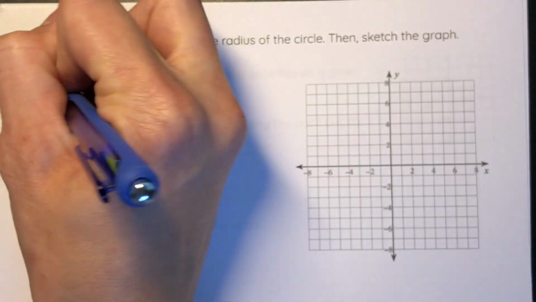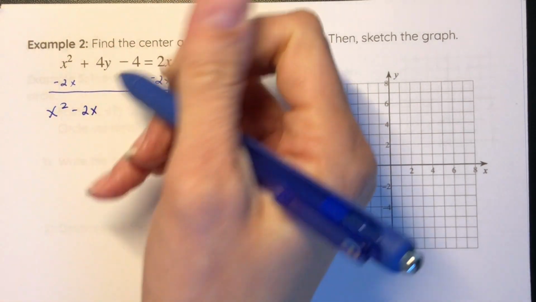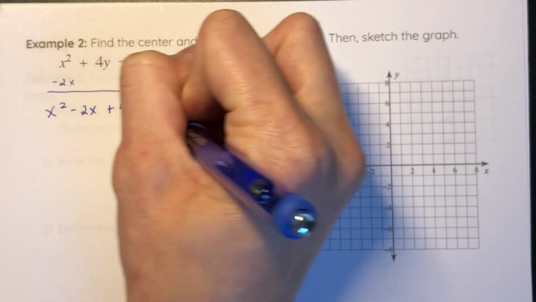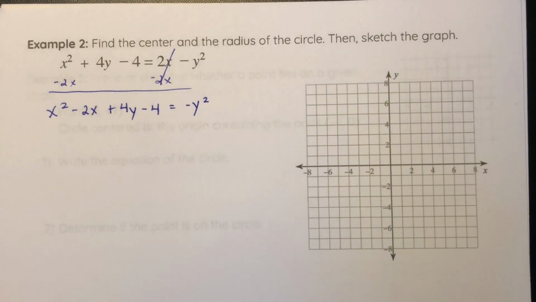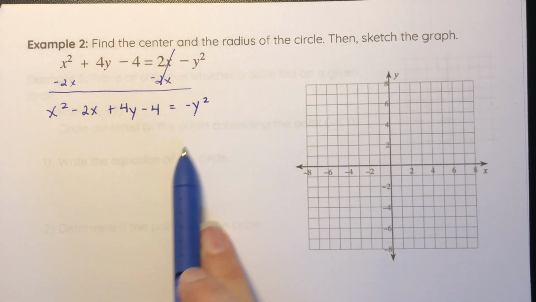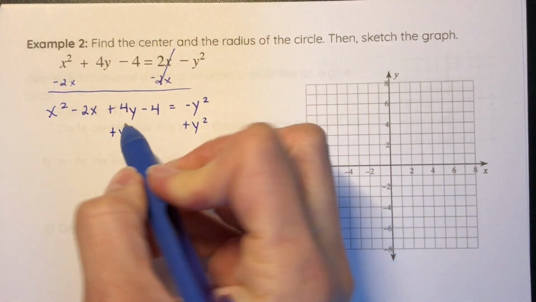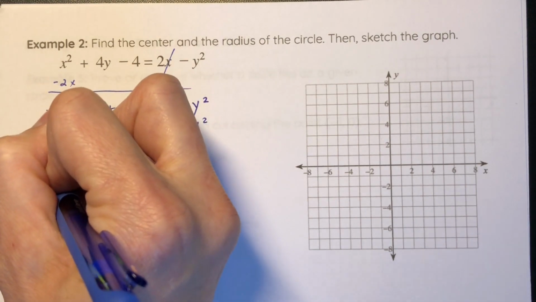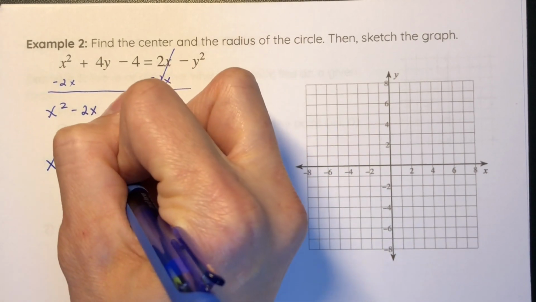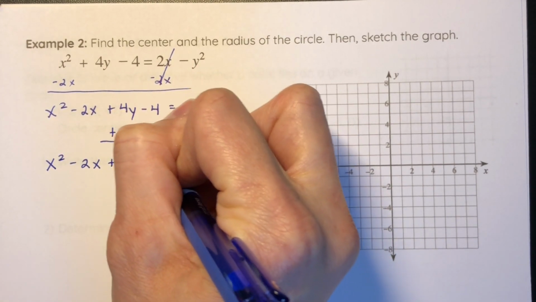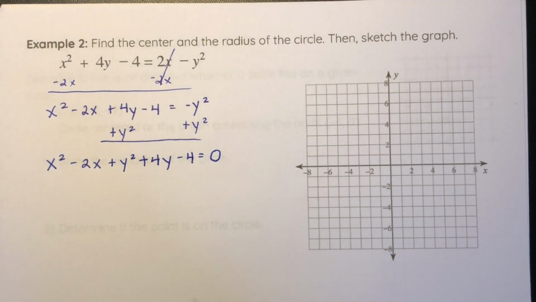So we're going to go ahead and subtract 2x from both sides. So we get x squared minus 2x plus 4y minus 4 equals negative y squared. Now I'm going to get my y squared over there, so I'll add y squared. So I have now x squared minus 2x, and then I'm going to put my y squared in there, and then 4y minus 4 equals 0.